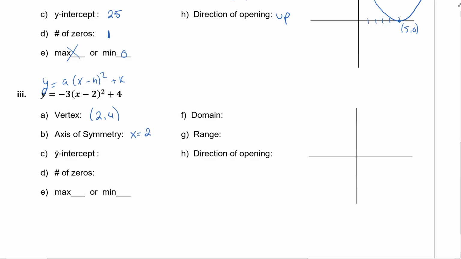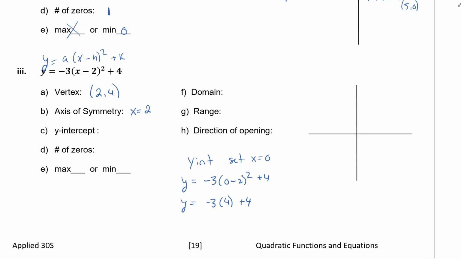The y-intercept is a little bit more work here. For the y-intercept, we know we're setting x equal to 0. It's just more work because there's more math there, but still fine. 0 minus 2, squared, plus 4. So it'll be minus 3 times negative 2 times negative 2, which is 4. Remember, BEDMAS: you have to do your multiplication first. That would be negative 12 plus 4, so our y-intercept would be equal to negative 8.